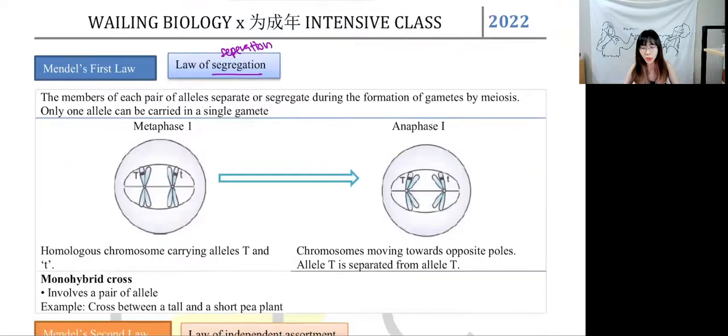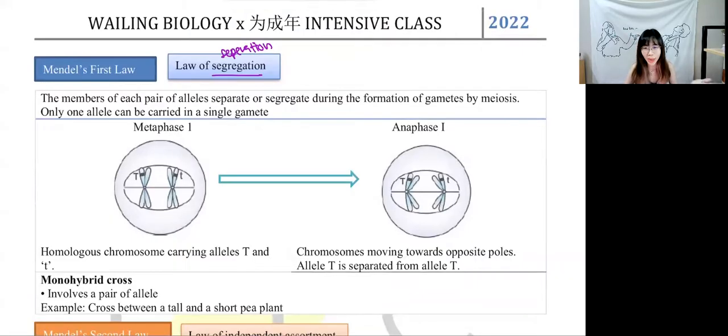A separation phase should be anaphase. If you don't know what metaphase and anaphase are, it's okay. I have uploaded the video for mitosis and meiosis, so you can watch the phases. If you still don't understand, you can watch the video. So they will be separated to form a gamete. This is the first law, the law of segregation. And usually the first law only involves one characteristic.